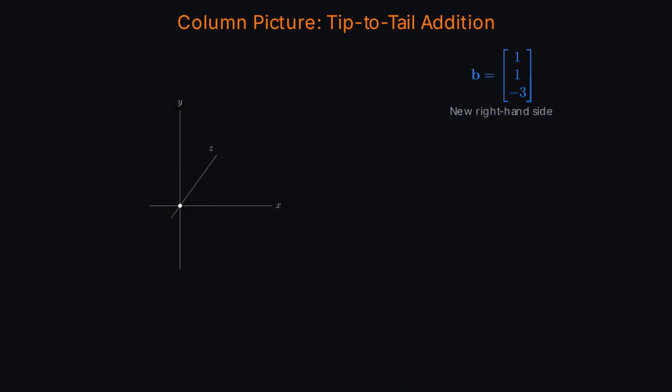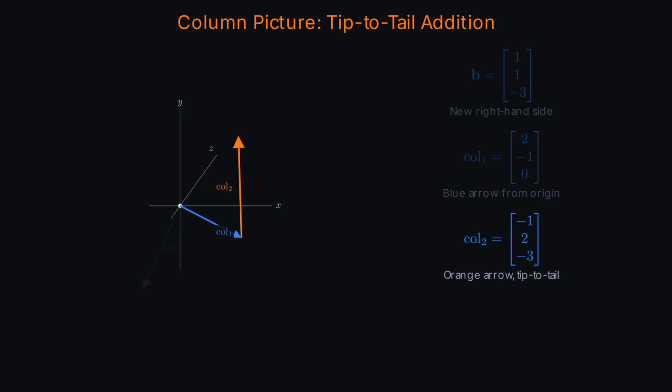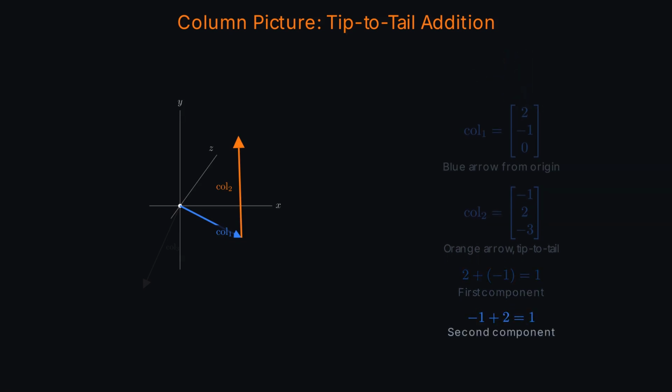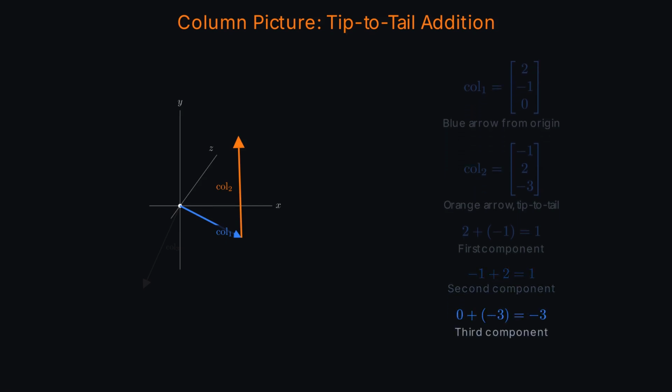Now let's change B to the vector 1, 1, negative 3, and see if the column picture still delivers. Column 1 is the vector 2, negative 1, 0. Column 2 is the vector negative 1, 2, negative 3. We add them component by component. For the first component, 2 plus negative 1 gives 1. For the second component, negative 1 plus 2 gives 1. For the third component, 0 plus negative 3 gives negative 3.